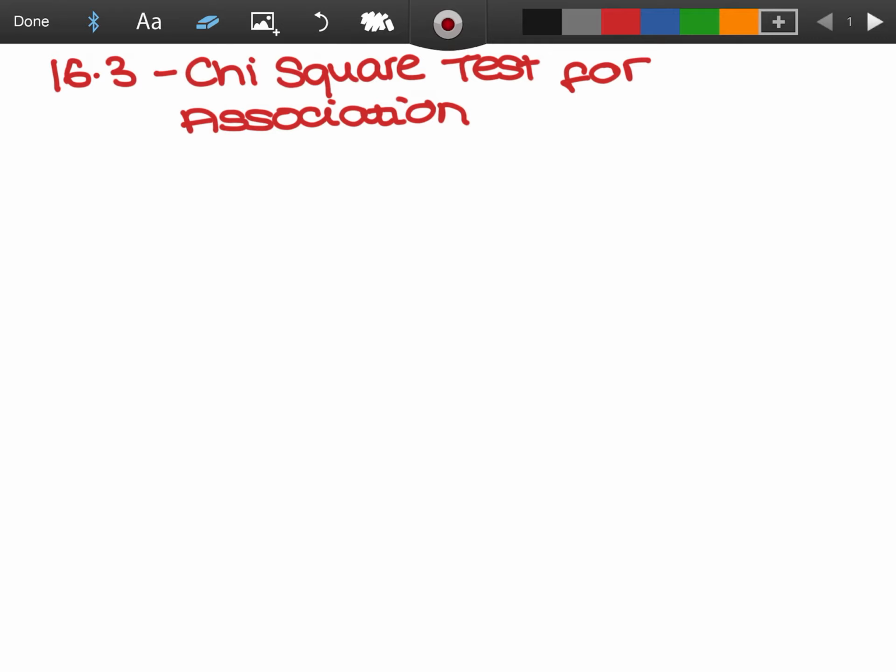Each one has multiple different things that it can be. So gender can be male or female, type of music, you can have country, jazz, classical, etc. What we're going to look at is the link between these two qualitative variables. Are they independent? Are they dependent? Does gender affect the type of music that people like? That's the type of thing that we're going to look at with this chi-square test for association. And the way that we do this is by using something called a contingency table.